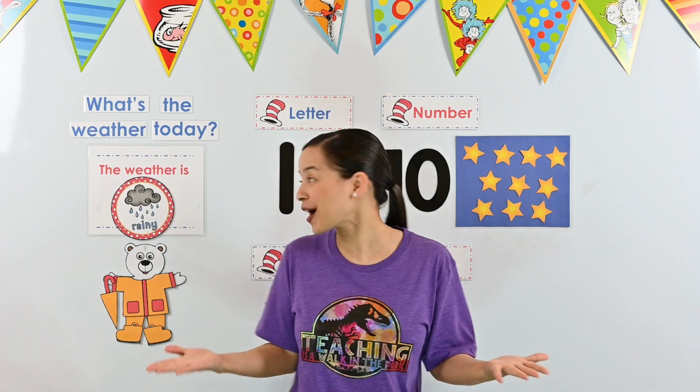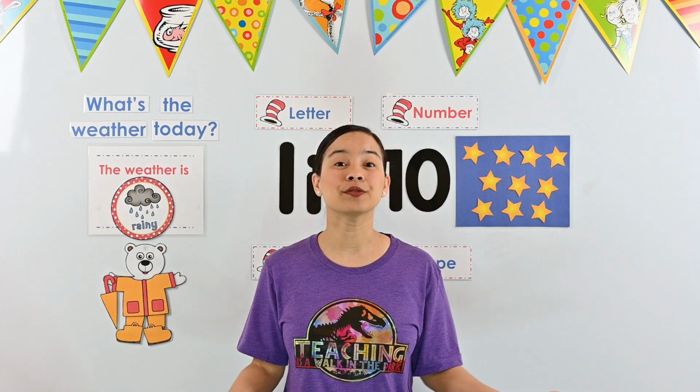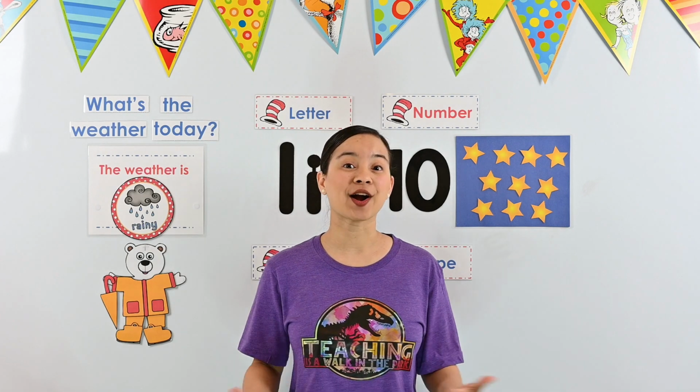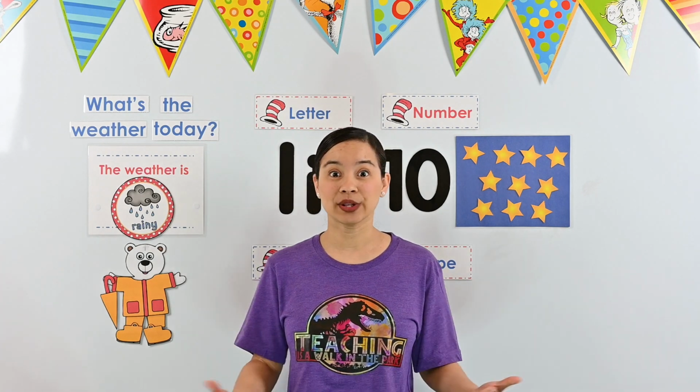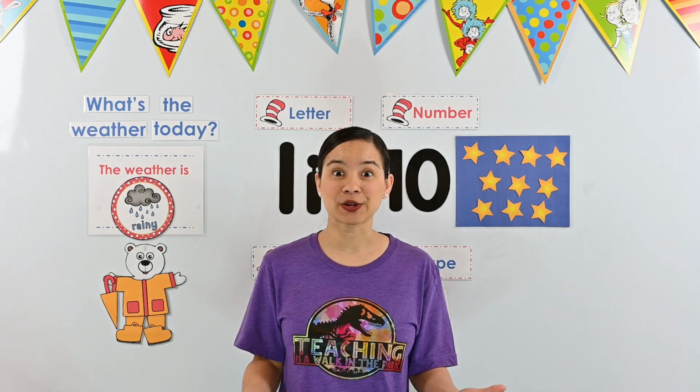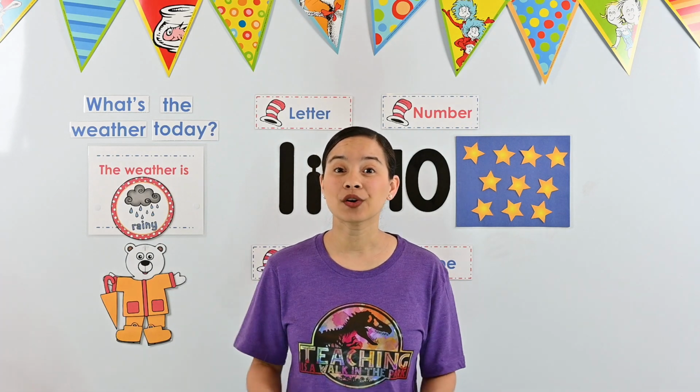That is it for our circle time board. You did a great job today reviewing all of our new material. We learned the letter I, we talked about the number 10, we read the word sit, we talked about our sight word, and we looked at spheres. Tomorrow, we're going to continue to review those things.